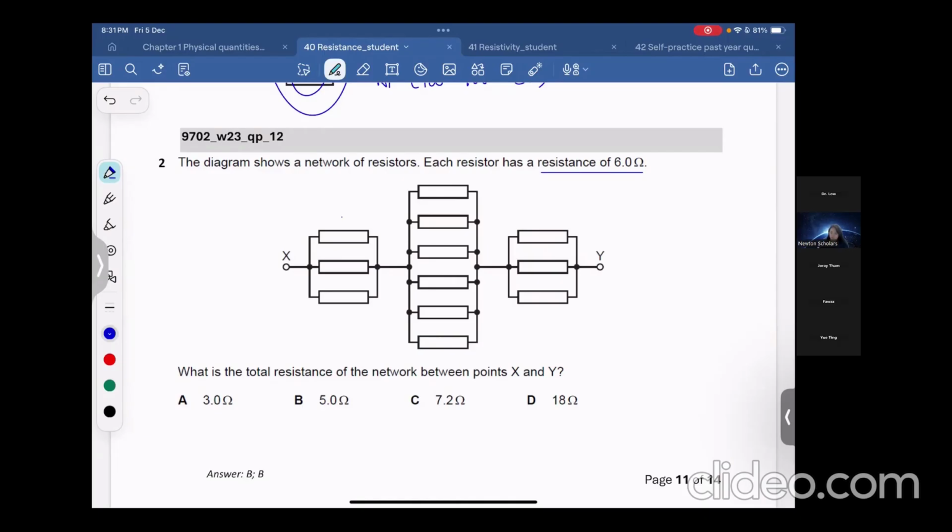Okay, so all is 6 ohm, 6 ohm, and 6 ohm. How many of them? 6 over 3, so it's 2 ohm. This one, 1, 2, 3, 4, 5, 6, so this part is 6 over 6, only 1 ohm. Then this one is 1, 2, 3, 6 over 3 is 2 ohm. So here, 2 ohm in series with 1 ohm in series with 2 ohm. Answer is B.